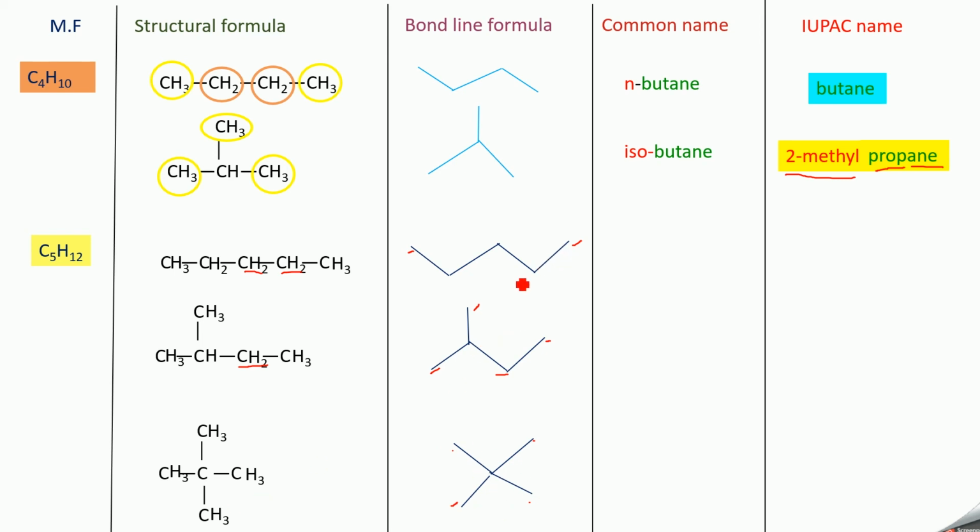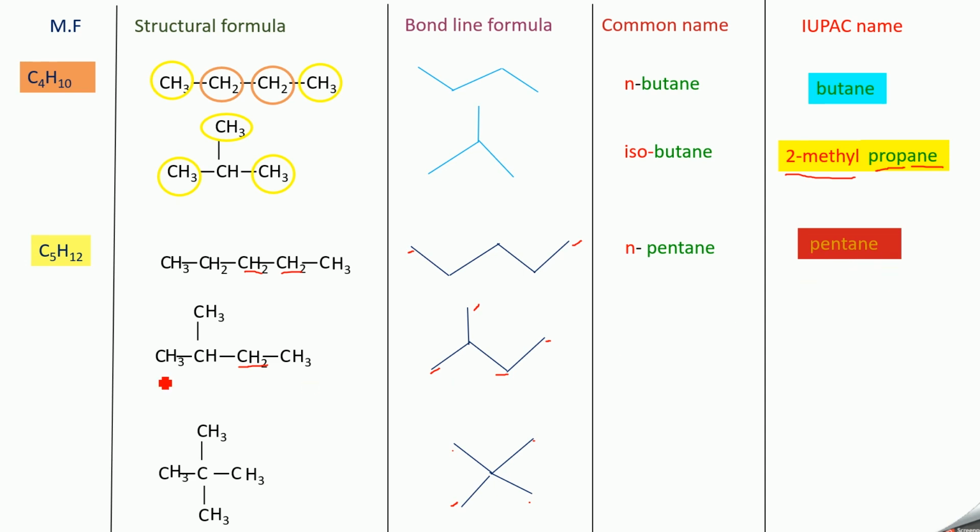So for this one, how to name? For this one, a straight chain. How to name this compound? So straight chain, 5 carbon atoms. So you can write n-pentane. IUPAC name pentane because 5 carbon atoms. So pent is the root word, an is the suffix.